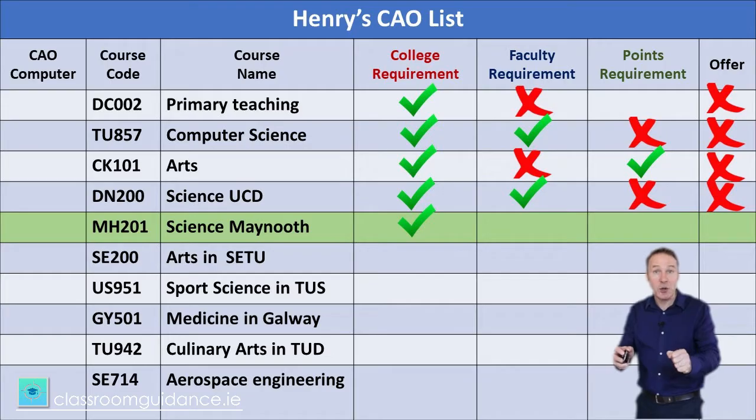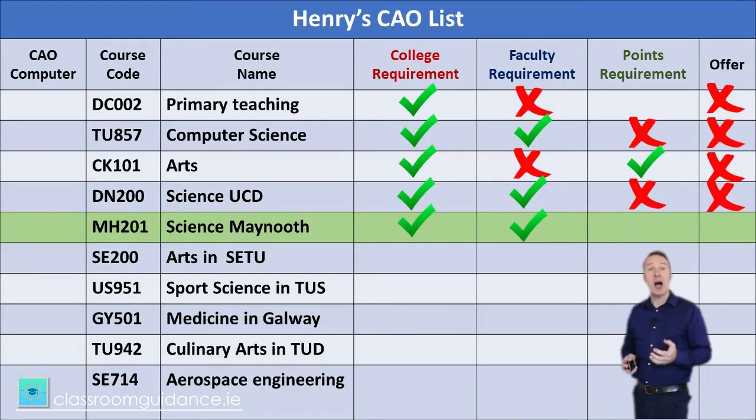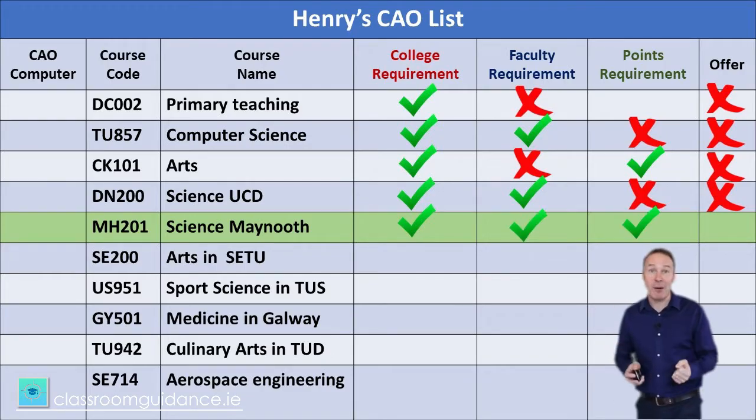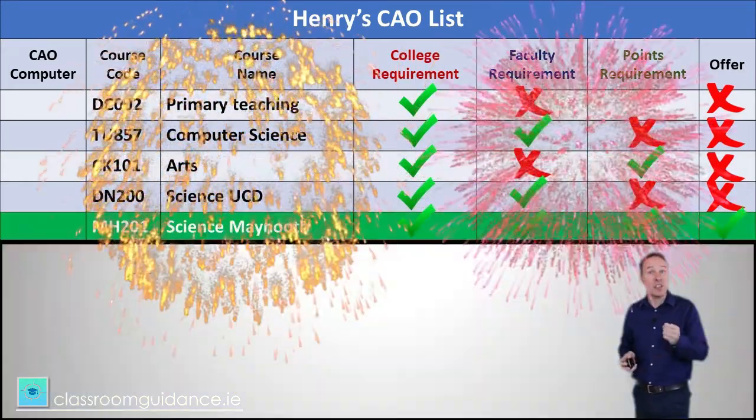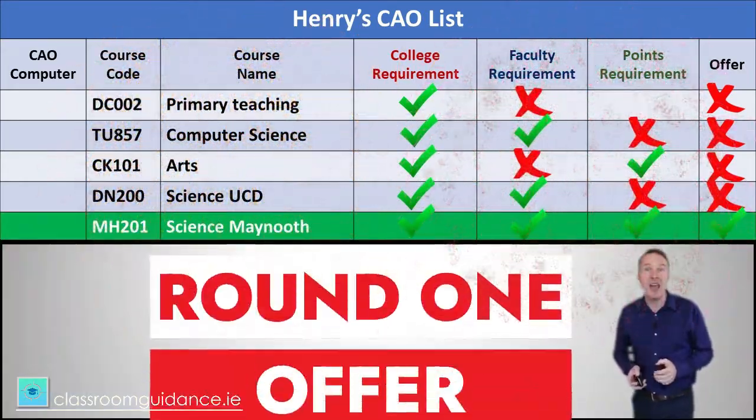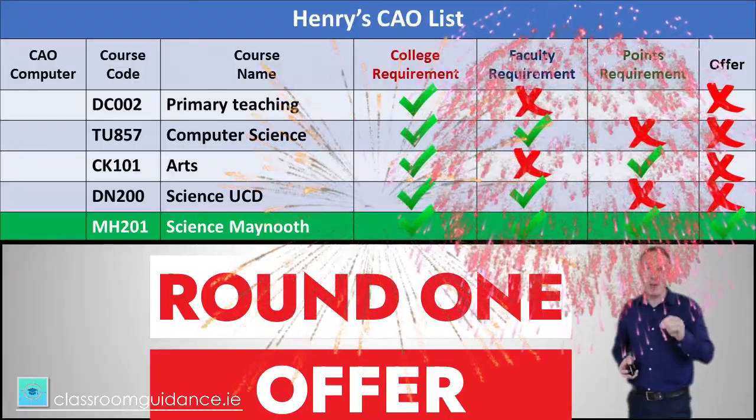He has the college requirements, the faculty requirements, I'm getting nervous, and the points requirement. He meets the criteria and gets an offer, hooray! And this is what they call a round 1 offer. Everything is satisfied, so the offer is given.